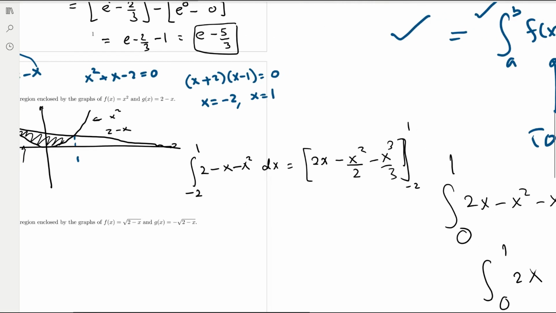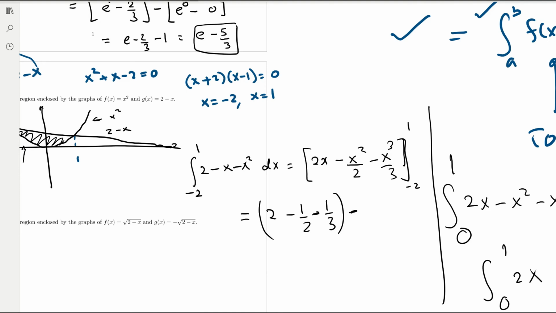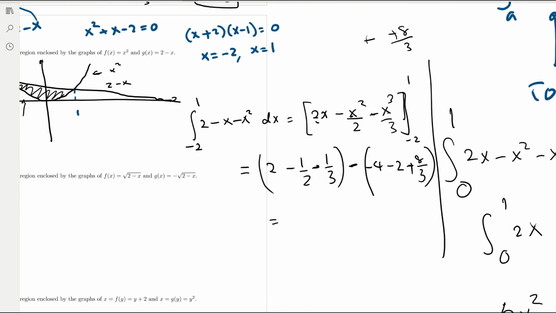So let's do this. If you substitute 1 first, it's 2 minus 1 half minus 1 over 3. That's what you get when you substitute 1. Minus, now substitute negative 2. 2 times negative 2 is negative 4. Negative 2 square is 4, 4 over 2 is 2, so it's minus 2. Minus 2 cube. Negative 2 cube is negative 8, so with this negative, it's positive 8 over 3. So this is 2 minus 1 half minus 1 over 3.